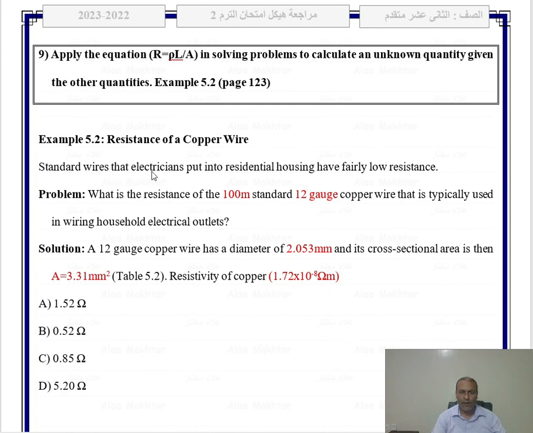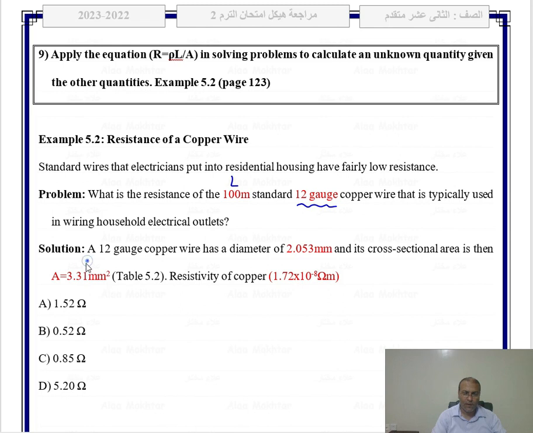Standard wires that electricians put into residential housing have fairly low resistance. What is the resistance of 100 meters? 100 meters is the length. Standard 12 gauge. There is a table in the book. This number refers to area in millimeters and diameter in millimeters also. So this 12 gauge copper wire has a diameter of 2.053 millimeters from the table, and its cross-sectional area is then this number.